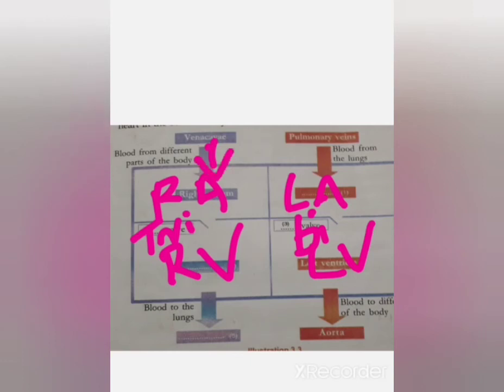When the right atrium contracts, this tricuspid valve opens, and blood flows to the right ventricle. Then this valve prevents the backward flow of blood. Then the right ventricle contracts, and the blood flows to the lungs through the pulmonary artery.